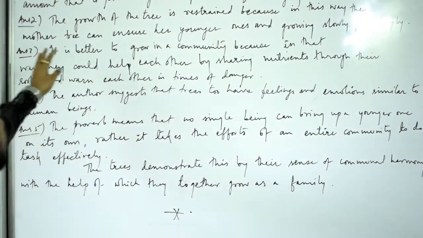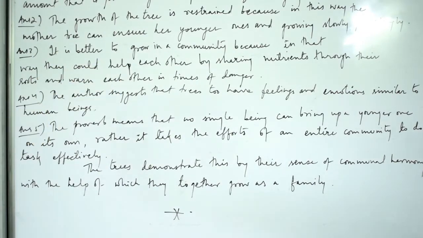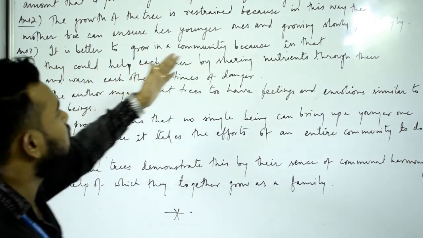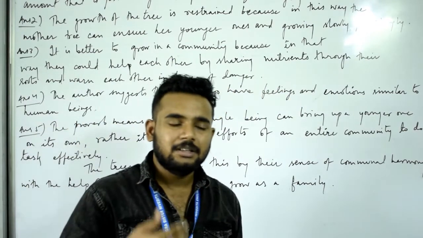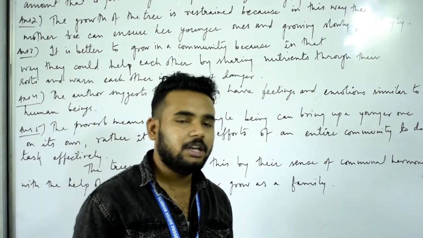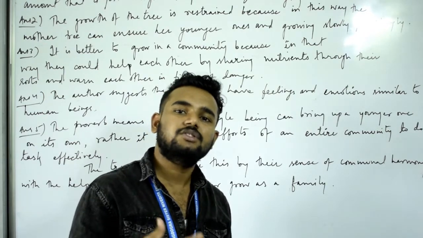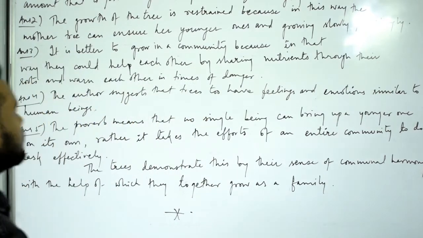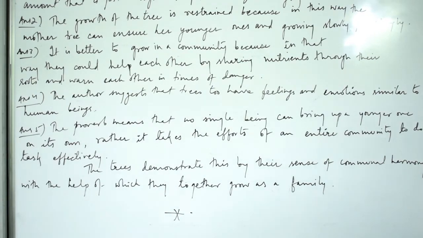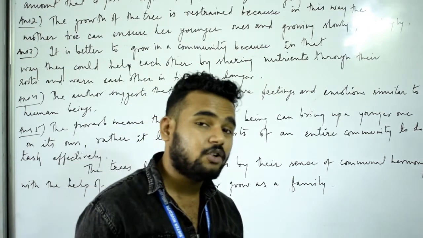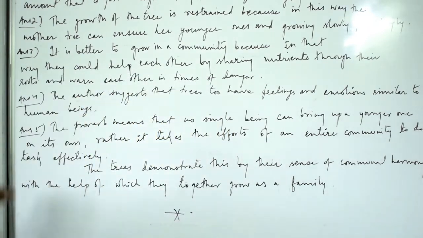The reason is the growth of the tree is restrained because in this way the mother tree can ensure the younger ones are growing slowly yet strongly. ताकि the beech tree might grow very slowly but they might grow very strongly. Clear? So that is why the mother trees protect them. The third one, why is a tree better off with other trees rather than alone? Why does the tree want to remain in a community instead of living alone?